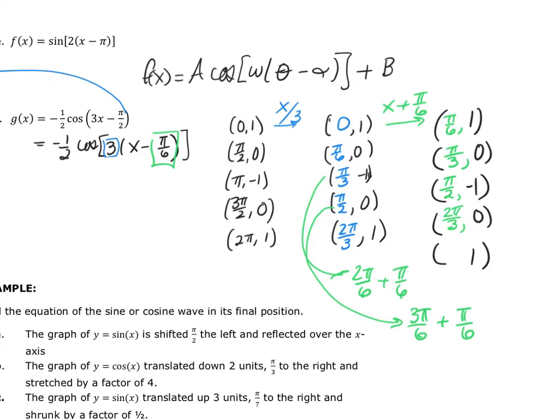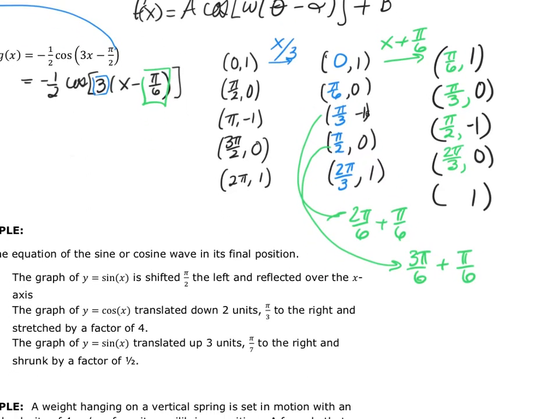Are you okay so far? Okay, cool. I'm going to take this one, and again, I need a common denominator. So the common denominator is 6. So 2 pi over 3 becomes 4 pi over 6, plus pi over 6 gives me 5 pi over 6. So my last value is 5 pi over 6. All right? How are we doing? I have completed what's inside of my domain.